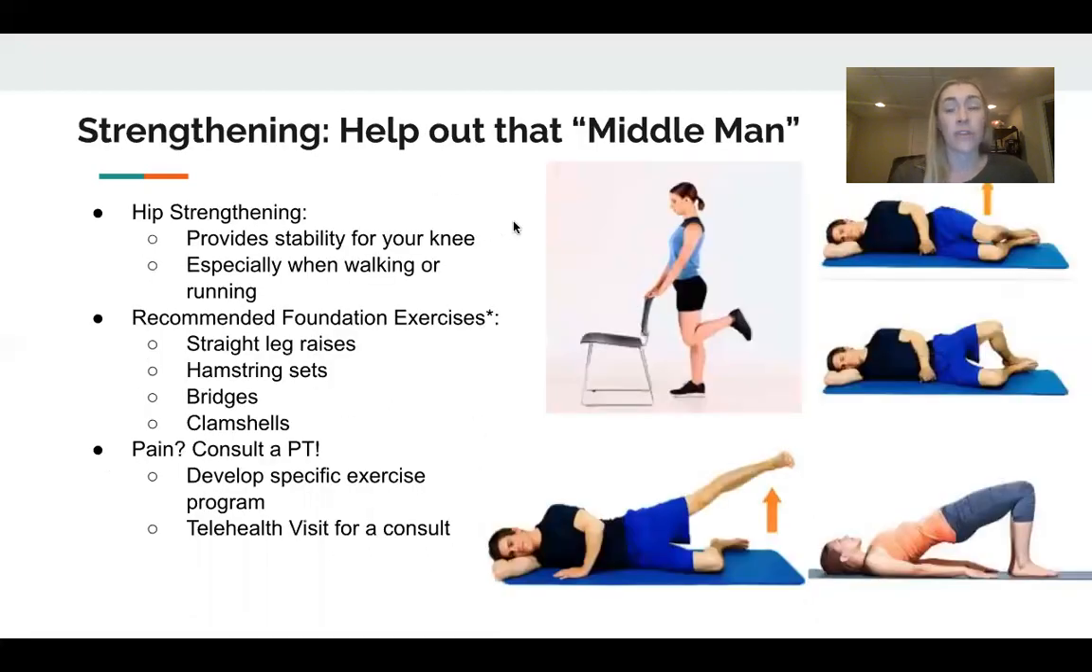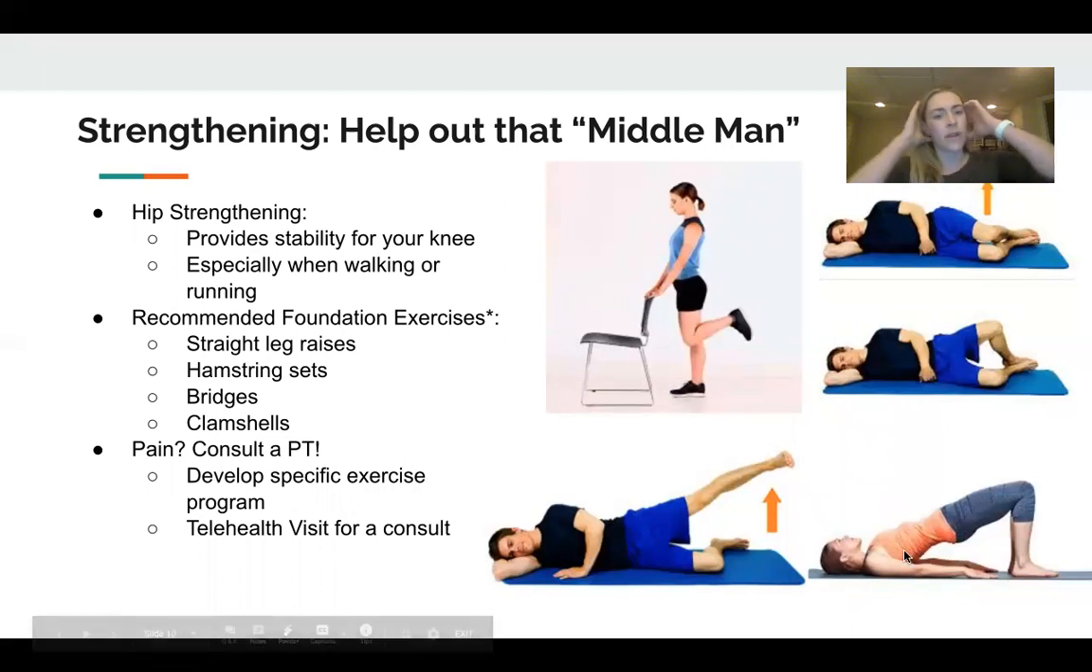So with strengthening, you really want to help out that middleman, that knee. And so we're actually going to focus on strengthening the hip. The hip is a great stabilizer for the knee because it holds our pelvis or our hips steady when we're walking and running. These are some pictures of some recommended exercises.